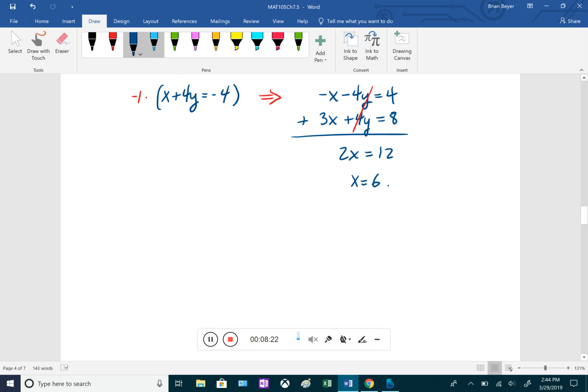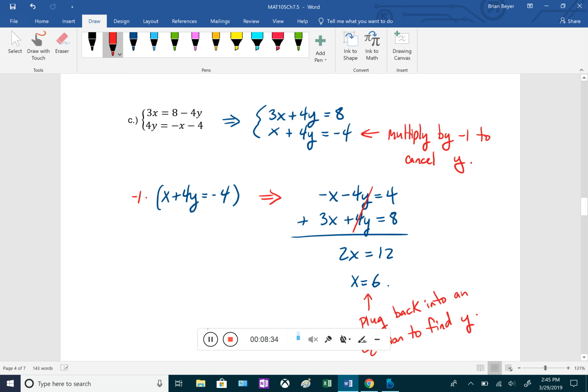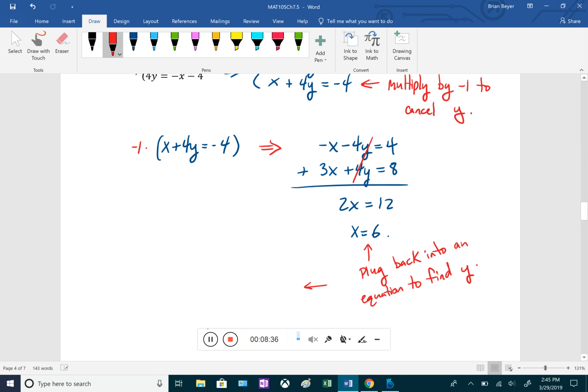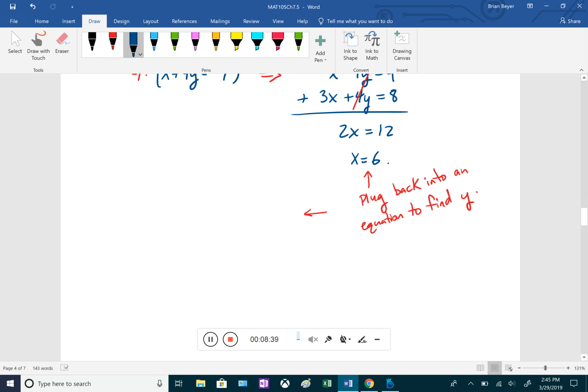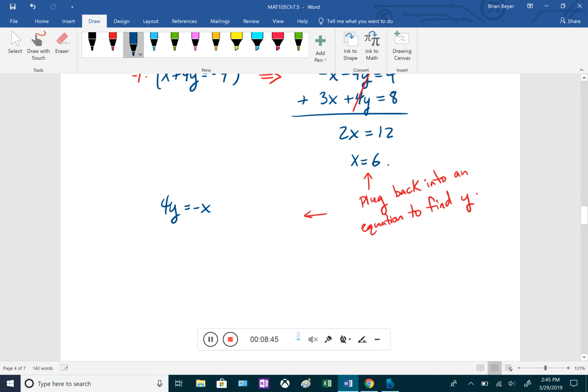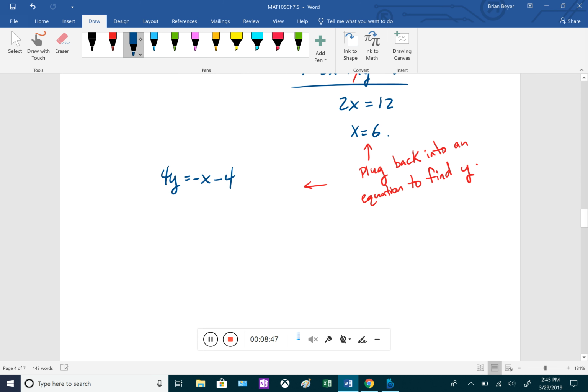So then we're going to take that and plug it back into one of the originals to solve for y. So do that right over here. So we get to pick which equation we want to plug it into. We're trying to find y, so let's use that second one. So we can use 4y equals negative x minus 4. And we're going to plug in x equals 6, so negative 6 minus 4.